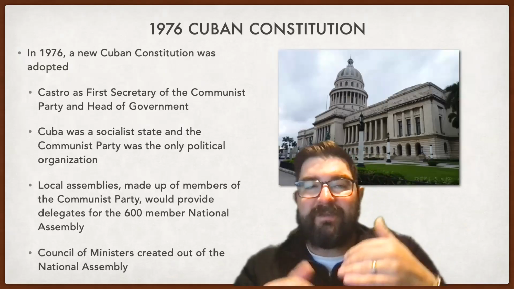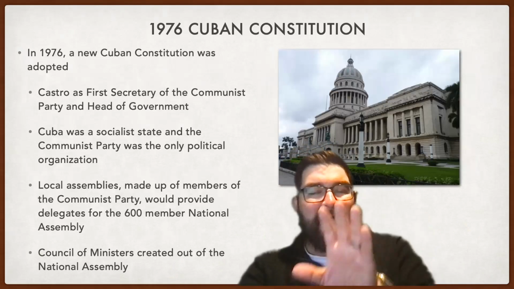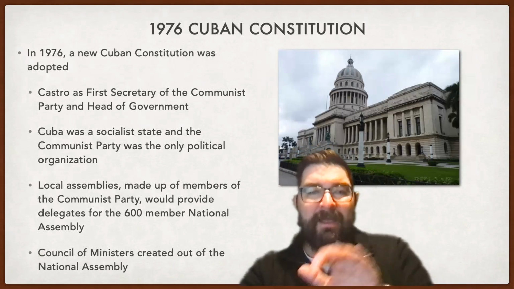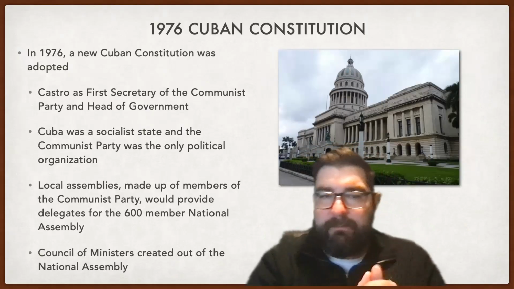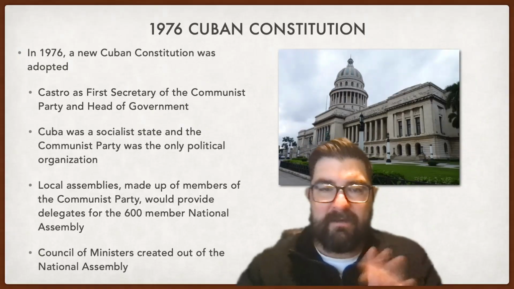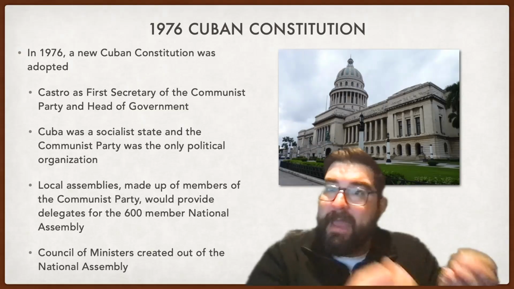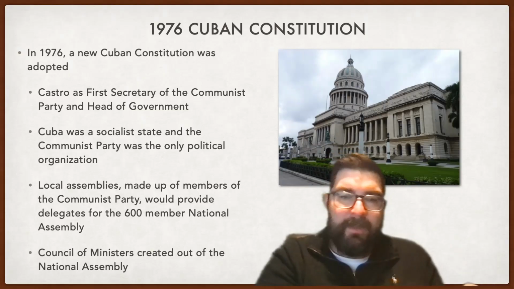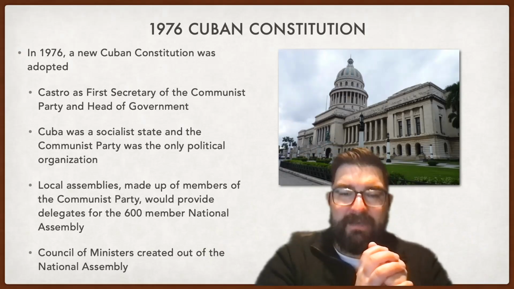This constitution was adopted in 1976, and it placed Fidel Castro, obviously, as the secretary of the Communist Party and the head of government. It proclaimed that Cuba continued to be a socialist state and that the Communist Party was the only political organization in Cuba. It would establish local assemblies made up of members of that Communist Party that themselves would provide delegates for the 600-member National Assembly.